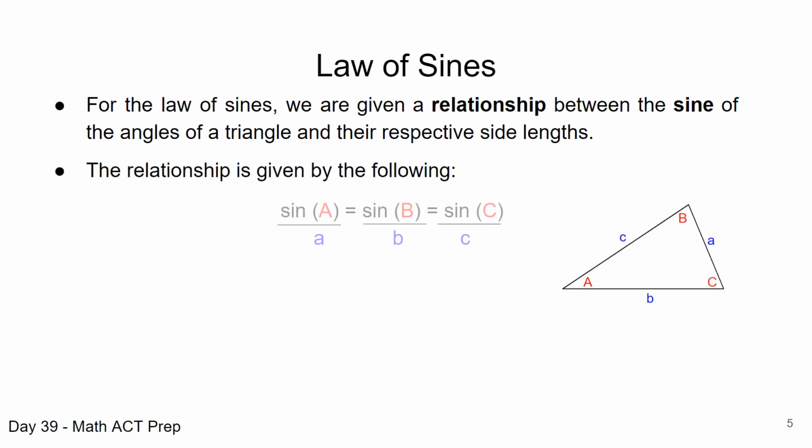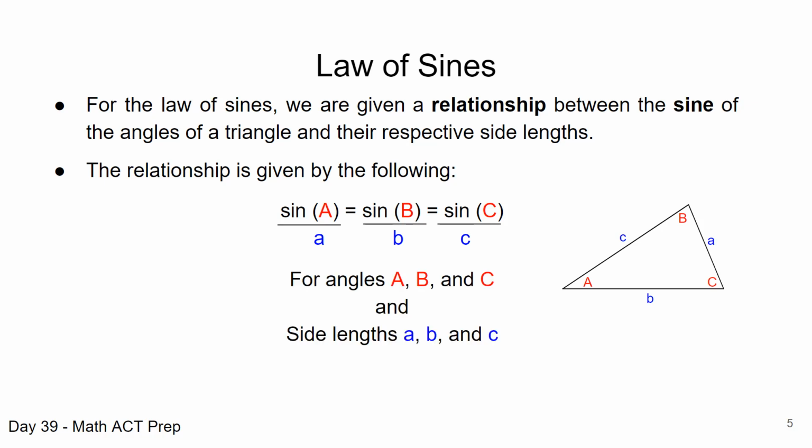We have this relationship given by the law of sines, where we have the sine of angle A over side length A is equal to sine of angle B over side length B, equal to the sine of angle C over side length C. And that's given this triangle that we have defined here on the right, where, for example, angle C has side length C opposite of it. Let's say we're given an angle and its opposite side length and maybe another side length. We can find the angle opposite of that, one that we don't have, using this relationship.